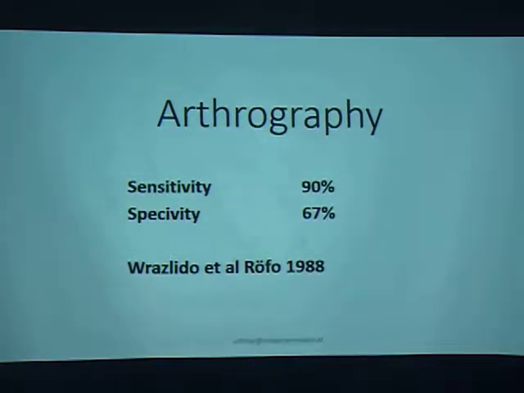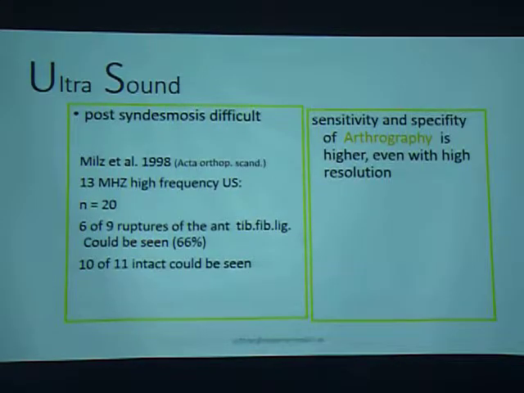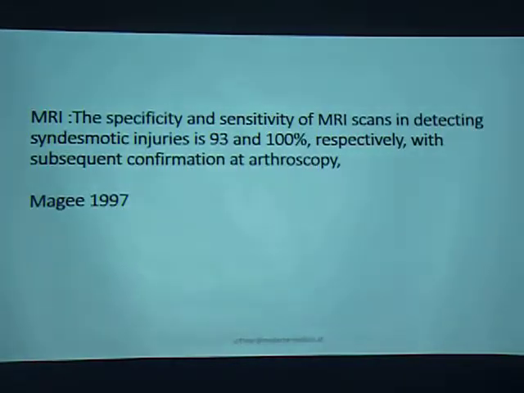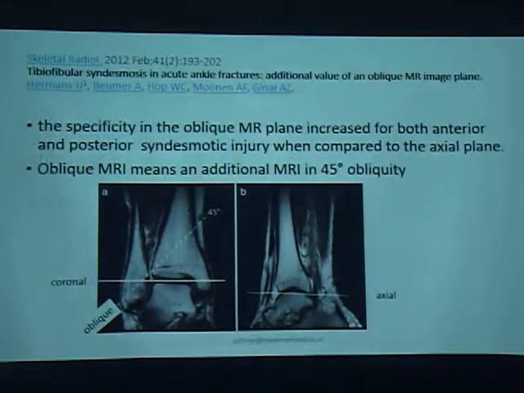Arthrography is not very popular, but still a very, very good method, and the sensitivity is 90%. Ultrasound sensitivity is not so high. Ultrasound is not so good. MRI, of course, is the gold standard now. It finds the problems with the syndesmosis, ruptures of the syndesmosis. The sensitivity and specificity are 93 and 100%. That means now MRI is the best for making it.